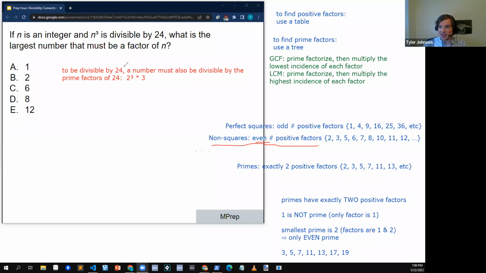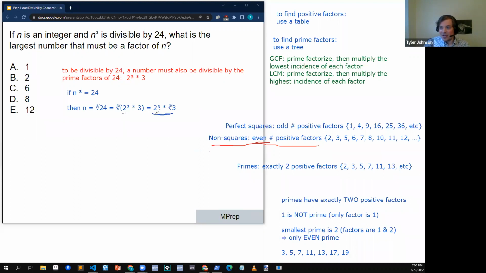So another pretty dense one here. But notice, for something to be divisible by 24, it also has to be divisible by the prime factors of 24. So 2 cubed and 3. So let's assume for a second, if n cubed was exactly 24, then n itself would be the cube root of 24. So the cube root of 2 cubed times 3.